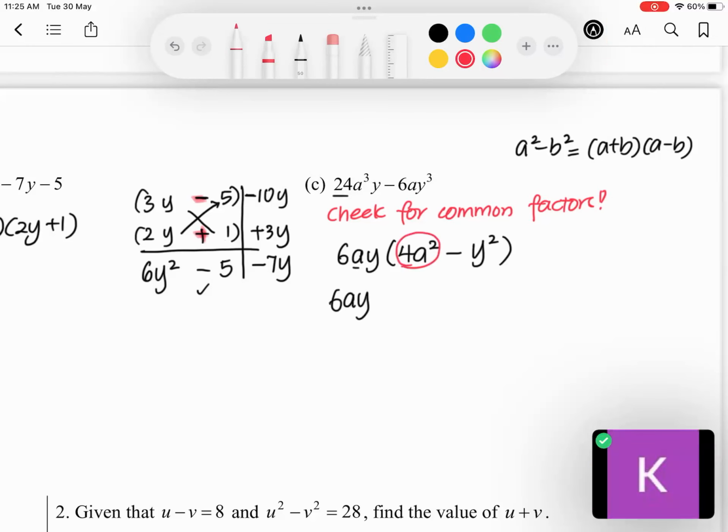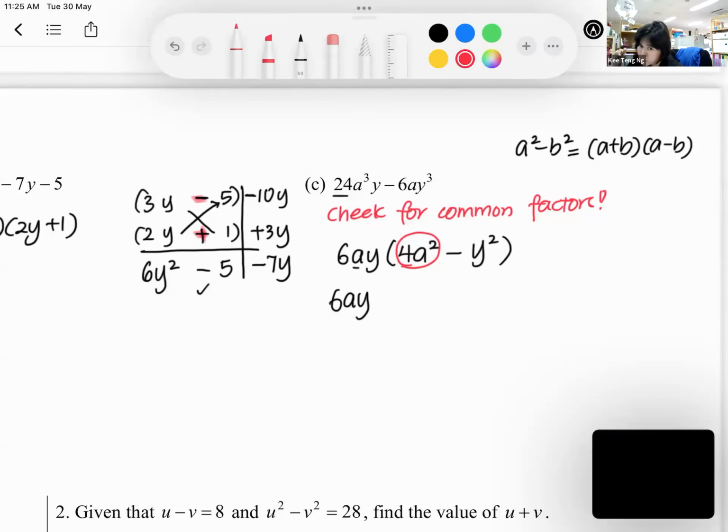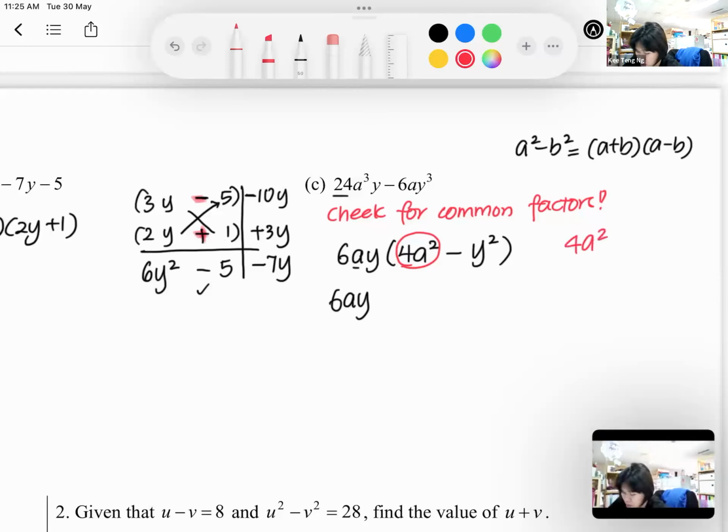A plus B, A minus B. Yes, a plus b, but we change the 4. 4 is what number square? 4 is actually 2 square a square y square, right? This one you must know, the plastic surgery portion, you need to know what you want to change it to. Then you can have your a plus b, a minus b. So in this case, my a is the 2a, b is y.